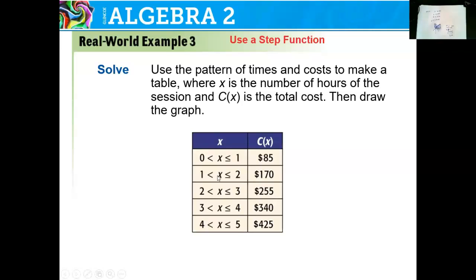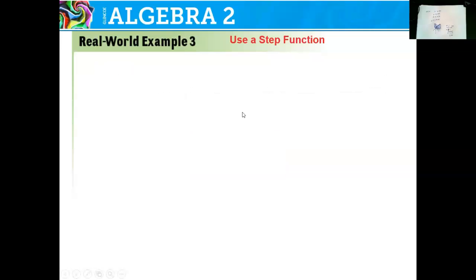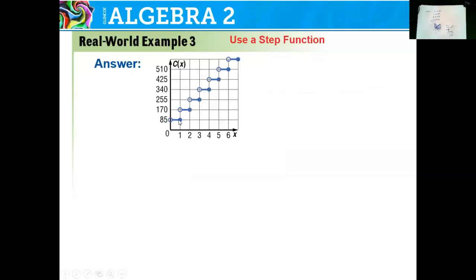Same way that we did, the table can have any format. They just conceptualize it, and this makes it a little bit easier. You can see that they're going to have the open dot on 0, the closed dot on 1. Open dot on 1, closed dot on 2, open dot on 2, closed dot on 3, and so on. Then they take this information and plug it into the graph. So an open dot at 0, 85 all the way until 1, then we jump up to 170, jump up to 255, 340, 425, 510, 595 for the cost of your therapy sessions.